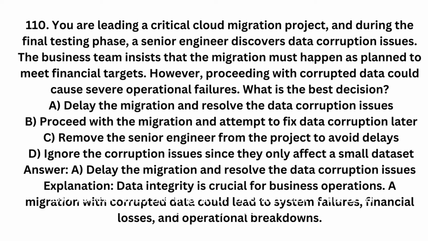B. Proceed with the migration and attempt to fix data corruption later. C. Remove the senior engineer from the project to avoid delays. D. Ignore the corruption issues since they only affect a small dataset. Answer: delay the migration and resolve the data corruption issues. Explanation: data integrity is crucial for business operations. A migration with corrupted data could lead to system failures, financial losses, and operational breakdowns.